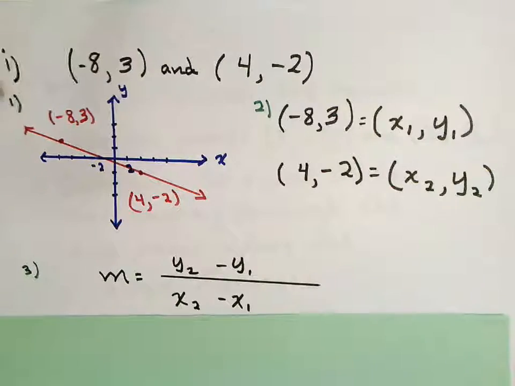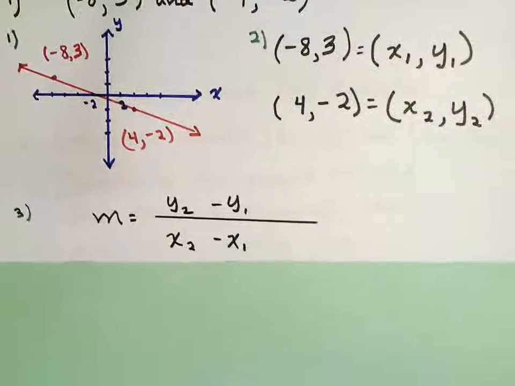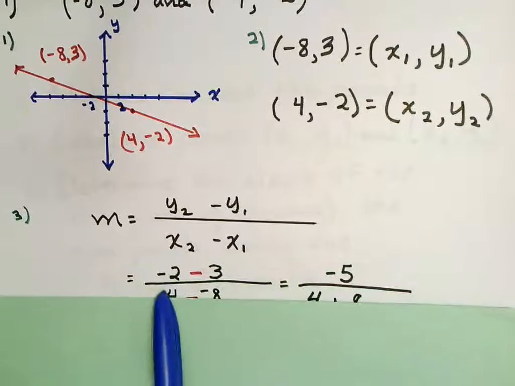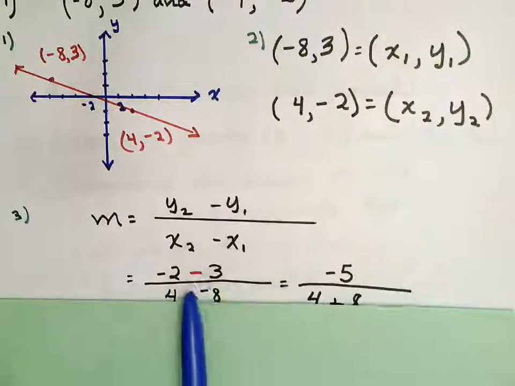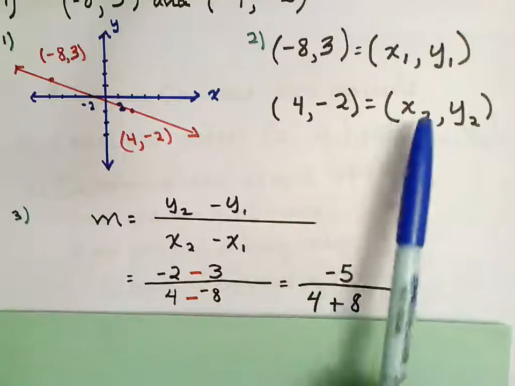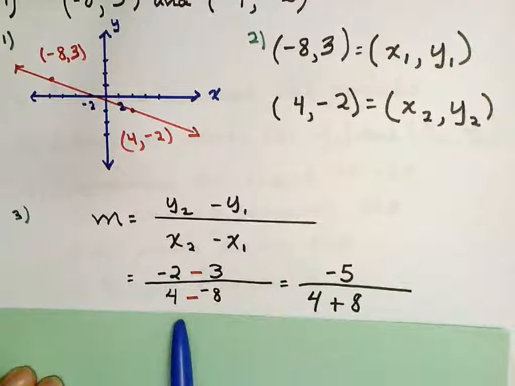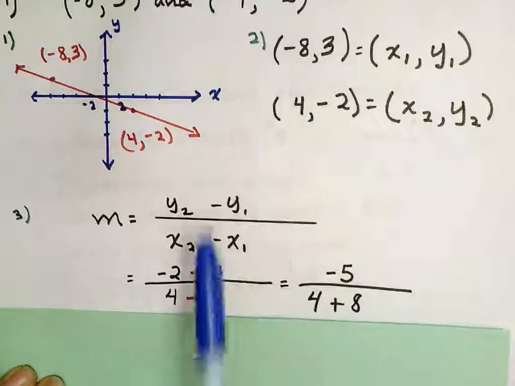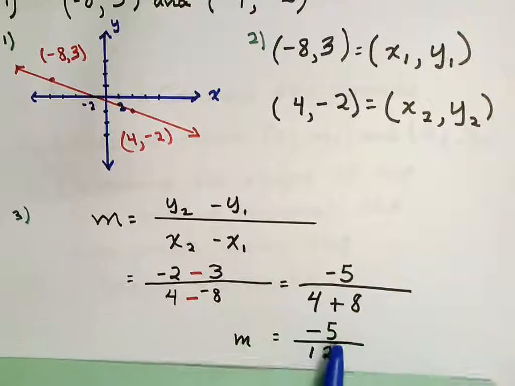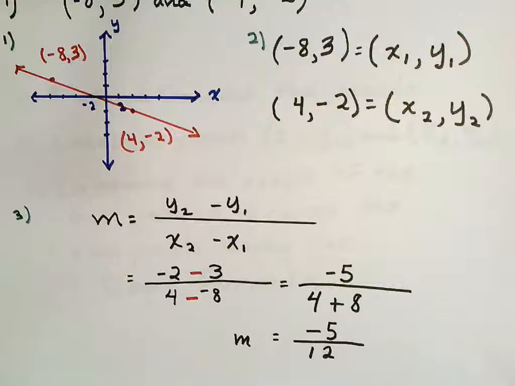I'm now going to use my slope formula, and I'm going to substitute. My y sub 2 is negative 2. Put my minus sign immediately. My y sub 1, which is 3, over my x sub 2, which is 4, immediately put my minus sign. My x sub 1, which is negative 8. A double negative means it is positive. So we have negative 5 divided by 12, and that is our slope.